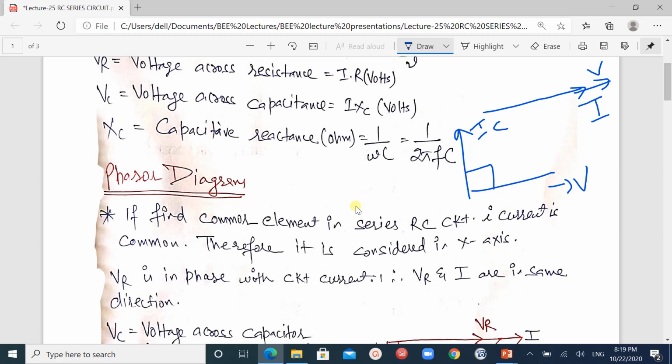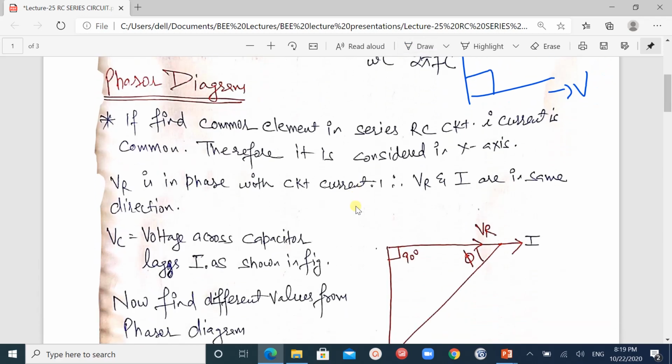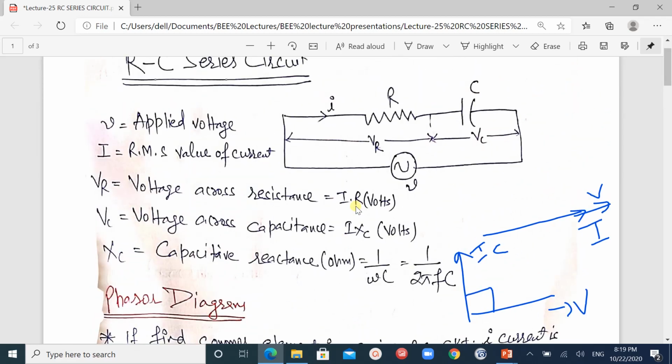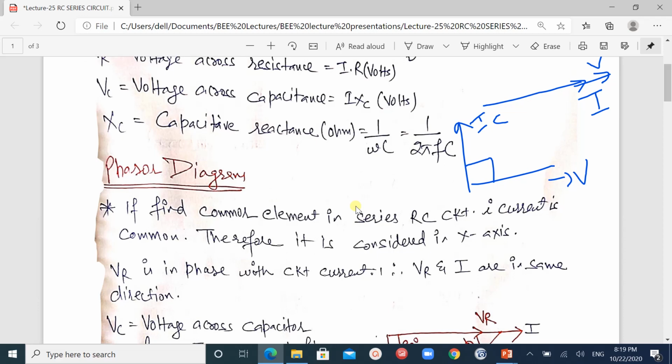Fine. So for the phasor diagram, as we are talking about the series circuit, in this series circuit the current is common and current I is flowing in R as well as in C, because in the series circuit the current is the same throughout the circuit. So current I is considered as reference. If we find the common element in the series RC circuit, then I is the common. Therefore it is considered as reference on the x-axis.